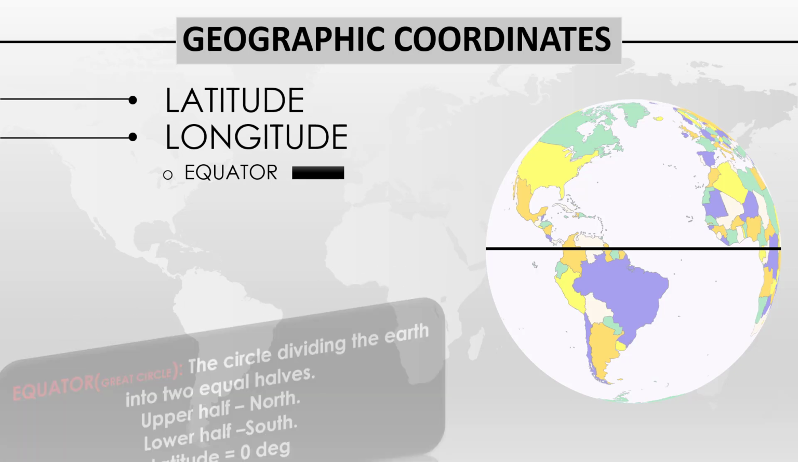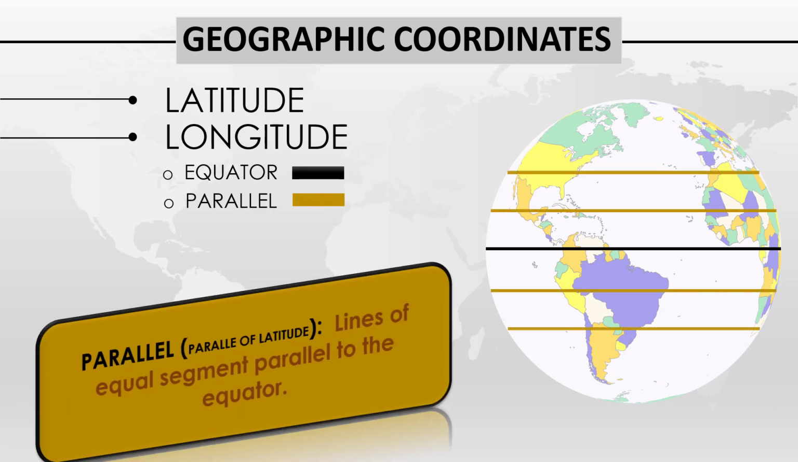The next term we need to understand is the parallel. It is also known as parallel of latitude. These are lines of equal latitude, parallel to the equator.